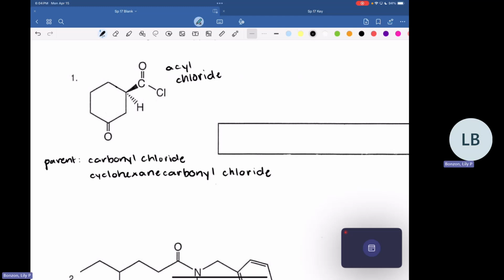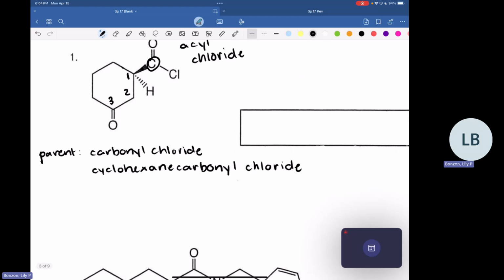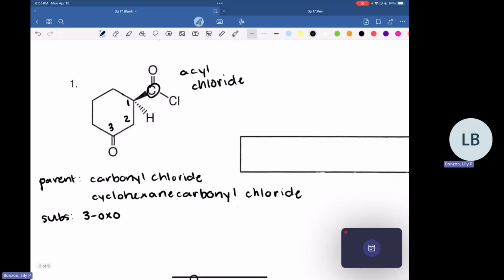But anyways, then going around and numbering for our substituents, we're always going to start at the carbon that is connected to the parent chain. In that case, the parent is acyl chloride, so acyl chloride is going to be number 1. Then we go around the ring towards this ketone. Remember for ketones, the substituent name is going to be oxo, OXO. And this is on carbon 3, so we have 3-oxo. We don't have any more substituents, so that's going to be it.